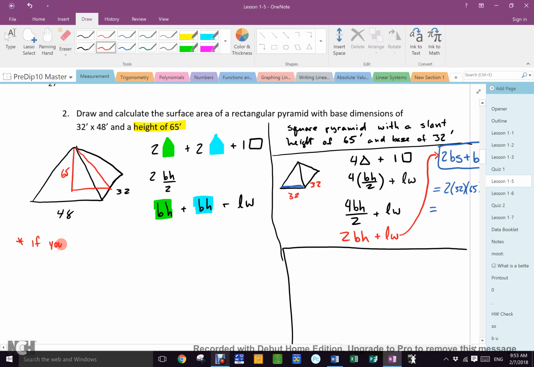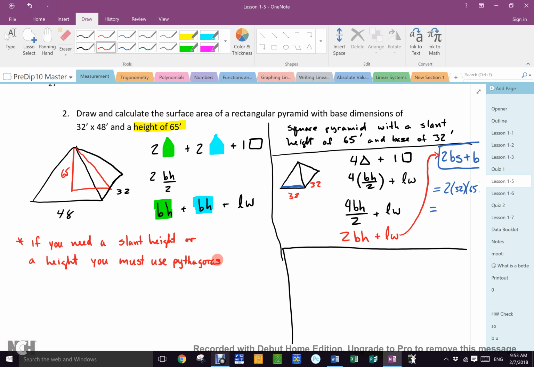If you need a slant height or a height, you must use Pythagoras. So I need a slant height, don't I? But this is a weird question, right? Because those triangles aren't the same, are they?